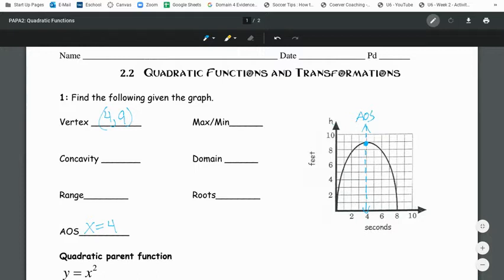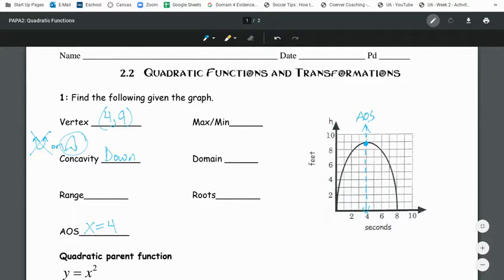Then we want to talk about the concavity. So either it's going to open up or down. So we just look at our graph and say, hey, this is opening down. So we're just going to write down, so it was this one and not that one.